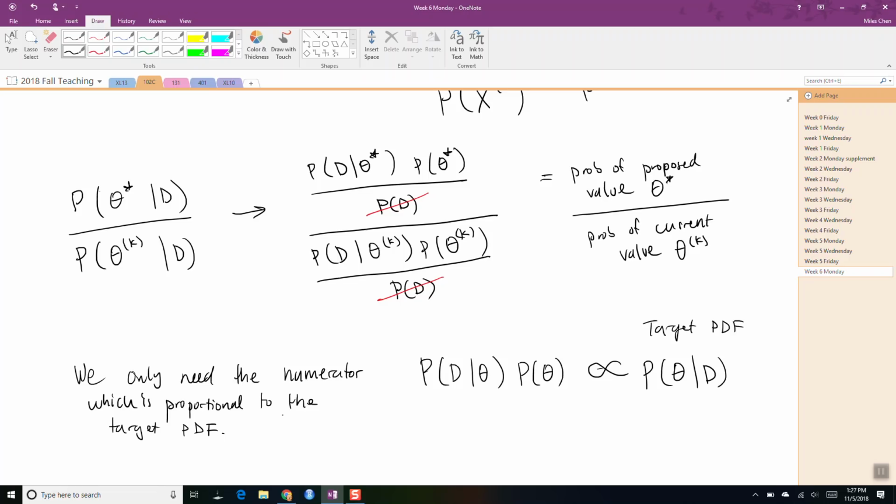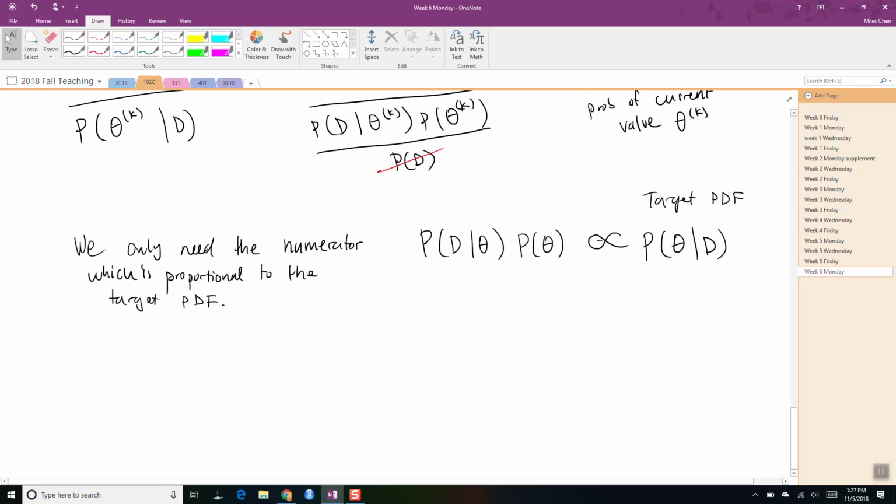If the prior distribution is flat, as in it's just a constant, like we're going to just say every single value of theta is equally likely, then what does your target PDF reduce to? If the probability of theta ends up being a constant, then what happens? Then we can ignore that too, okay? And you only have to worry about the likelihood of the data given your current value.